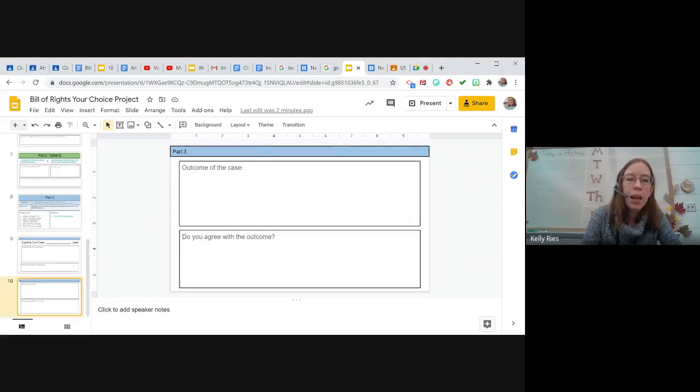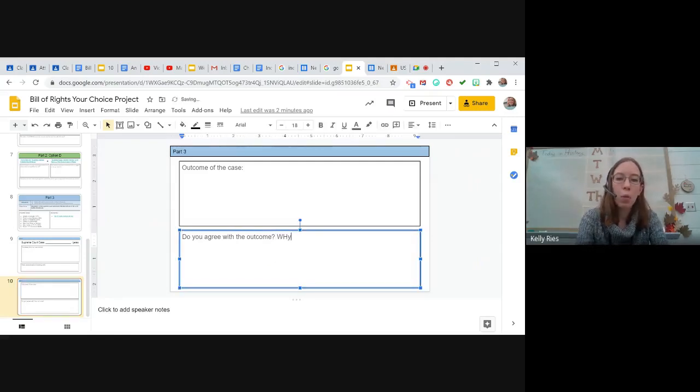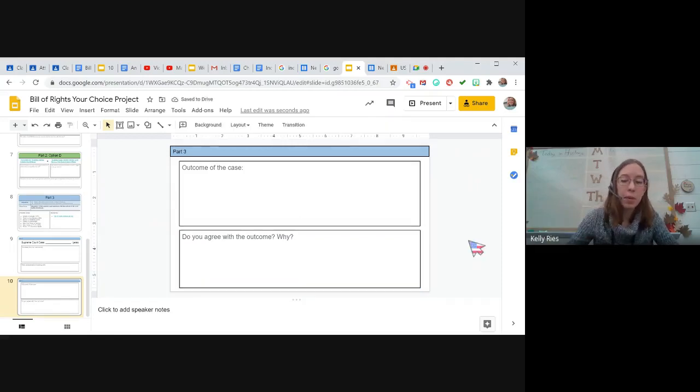Okay, on the second slide, up at the top, you put the outcome of the case. So what did the court rule on for this case? Which side did they agree with? How did this impact laws and similar situations going forward? And then this bottom part right here is, do you agree with the outcome and why? So do you think that the Supreme Court justices made the right decision? Do you think they didn't make the right decision? Would you have ruled differently? That's what you are going to answer with that.